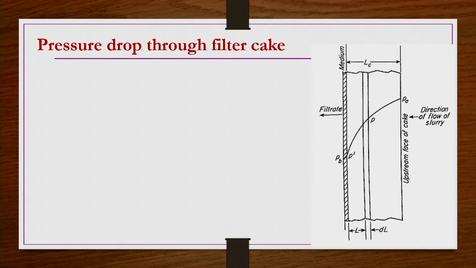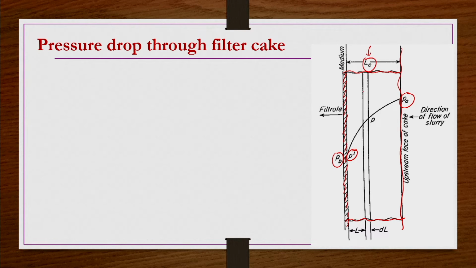Let us take the same picture once again. Within this we have the filter medium, and then the cake formation, where the cake thickness is Lc. The cake thickness at a certain instant of time is going to change with time, but we are taking one particular instant at which the thickness of the cake is Lc. The pressures, as already discussed, are Pa and Pb at either extreme, the cake top surface and the filtrate side respectively. P prime is the pressure at the interface between the filter medium and the cake.